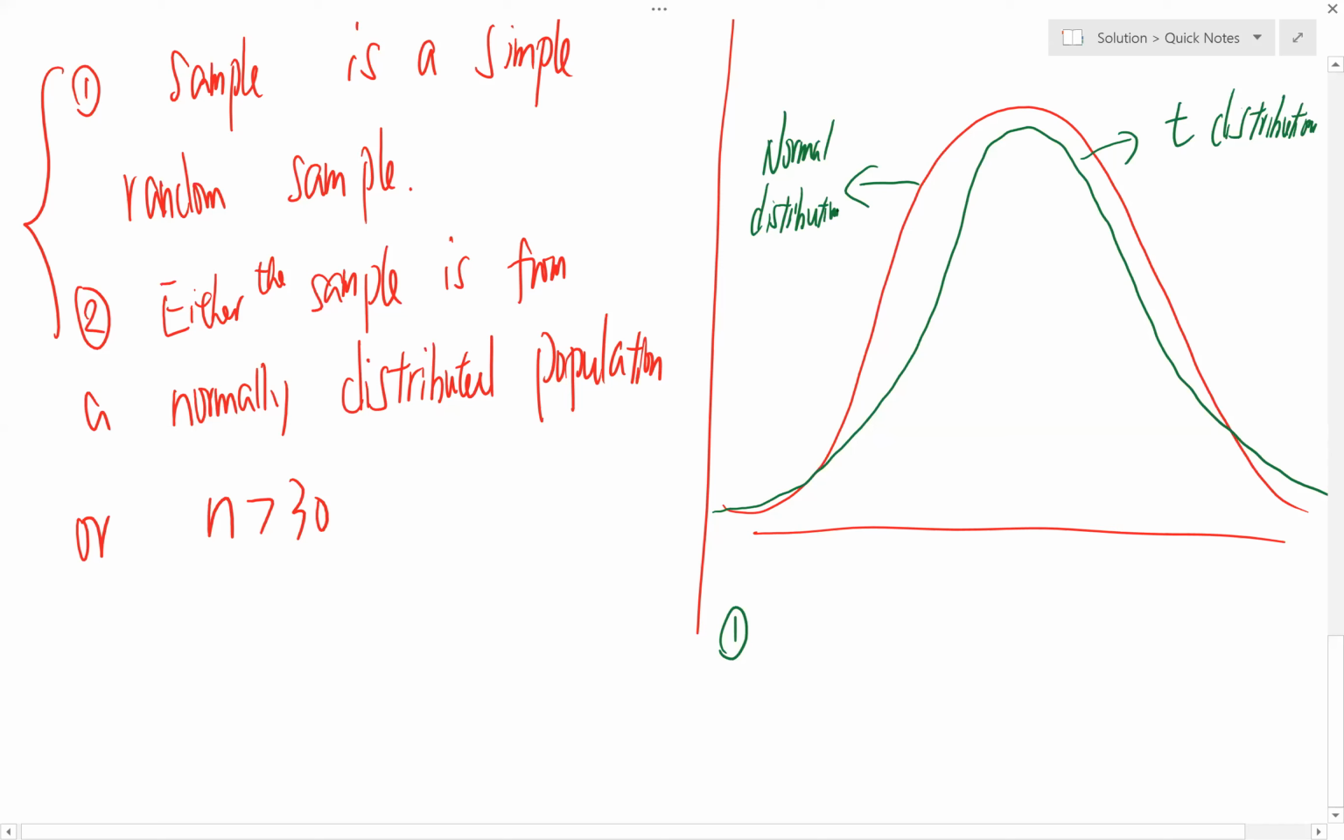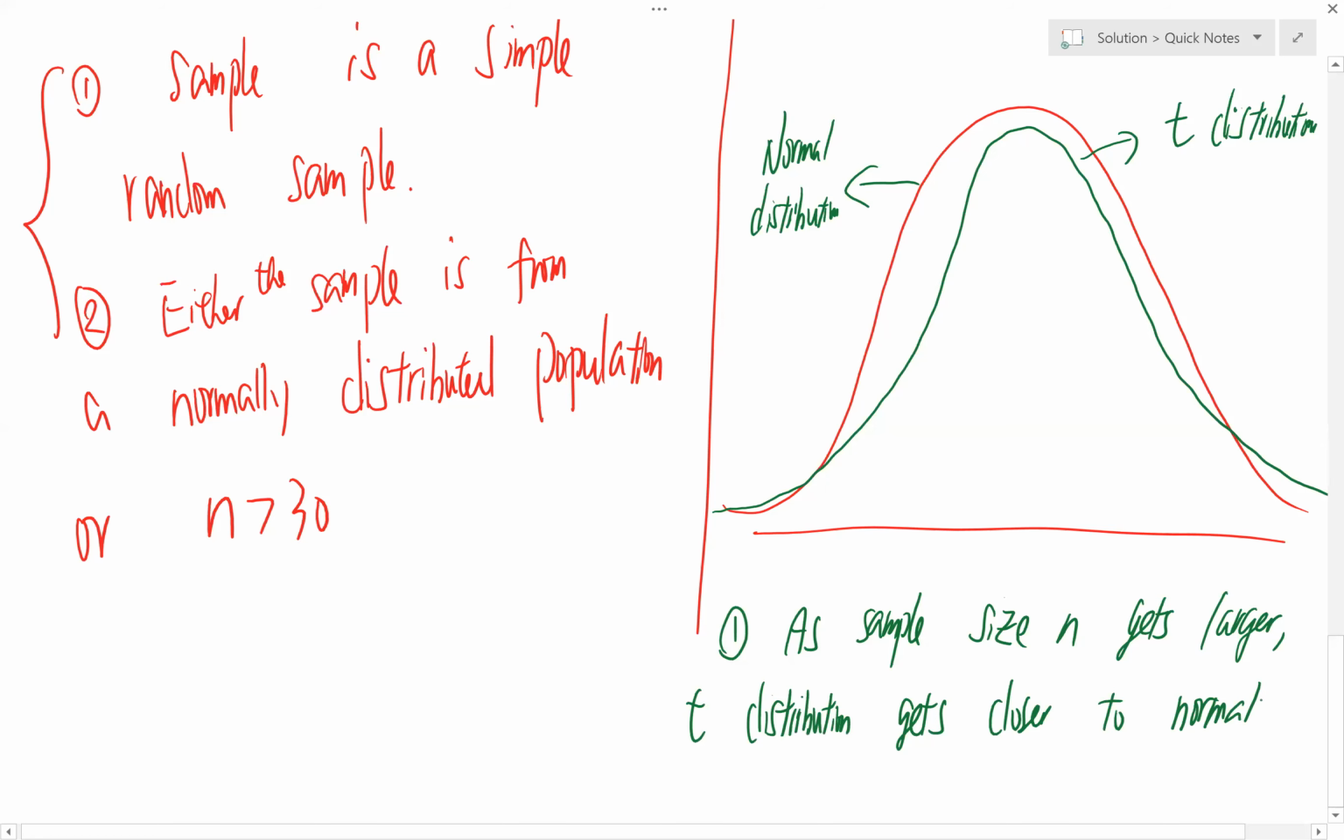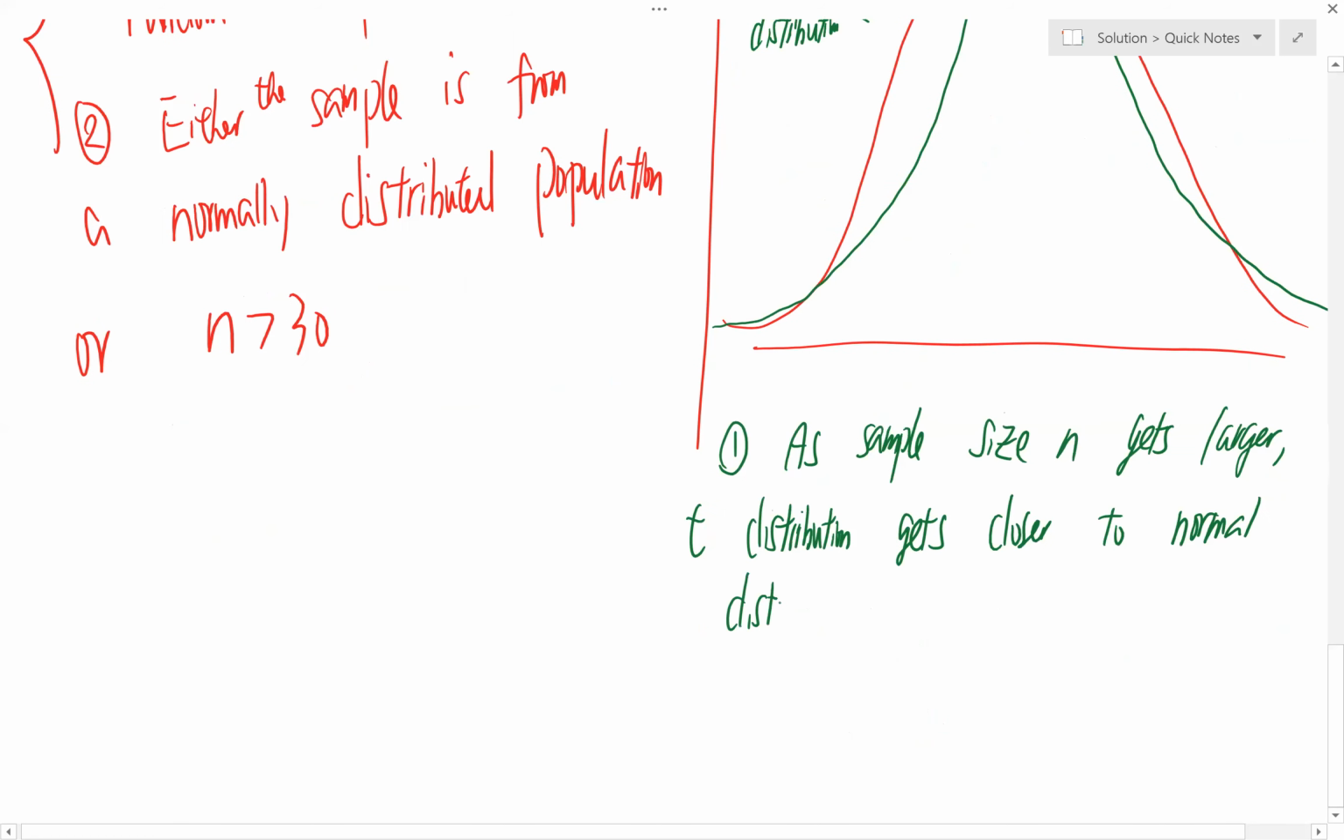As the sample size n gets bigger, the student t-distribution gets closer to the normal distribution. That's the first statement about the student t-distribution.